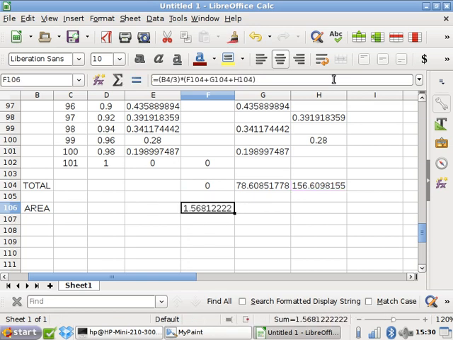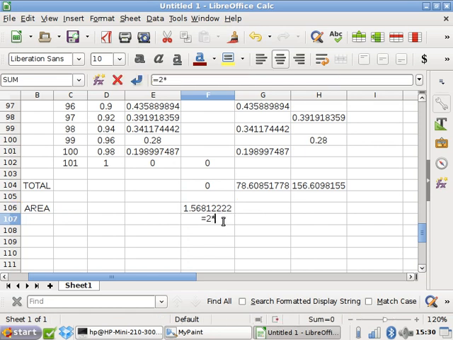Yeah, not that great. Oh well, let me just check actually. If I do 2 times this, oh, that's not too bad. 3.136, where it should be 3.14.